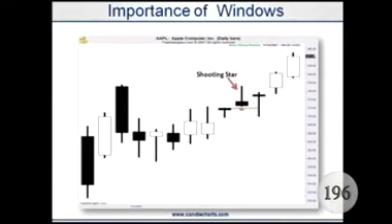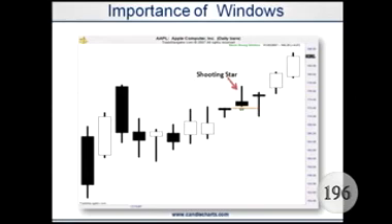So here we have a shooting star, and you see that green W? The W there may be a little hard to see. That's a rising window, and that's what's great about the recognition software. You may not have visually been able to see that because it's such a tiny window, but a window is a window. It doesn't matter how small it is.